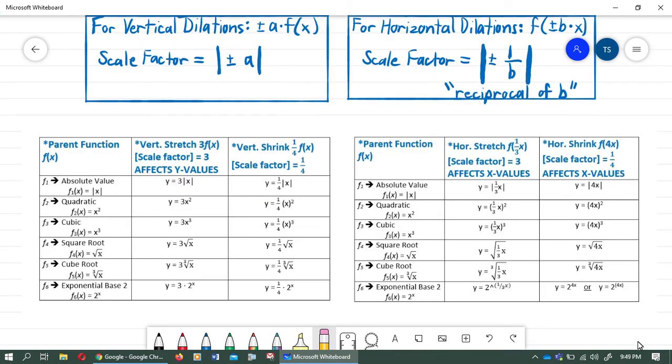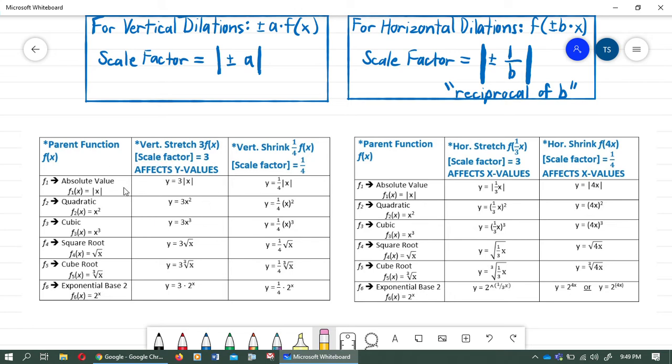Okay, so guys, I've made these tables here to show you different examples of vertical dilations and horizontal dilations, and I've made them specifically with those parent functions that we discussed in one of the previous videos. So again, here we've got those 6 parent functions that we discussed in the previous video.